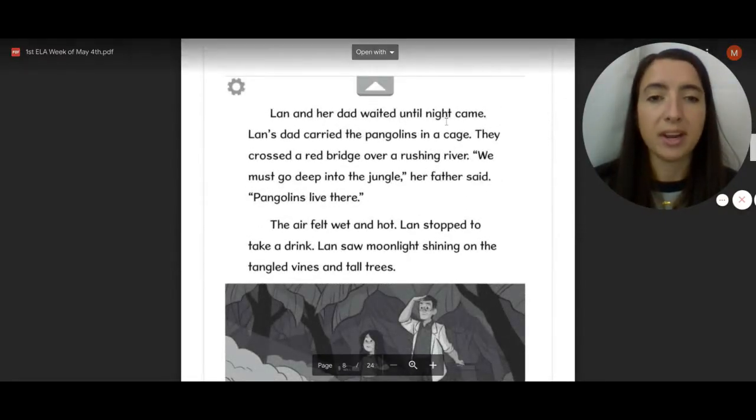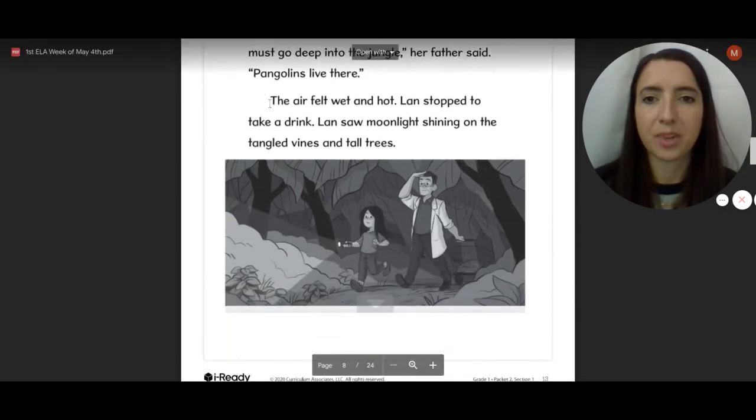Lan and her dad waited until night came. Lan's dad carried the pangolins in a cage. They crossed a red bridge over a rushing river. "We must go deep into the jungle," her father said. "Pangolins live there." The air felt wet and hot.